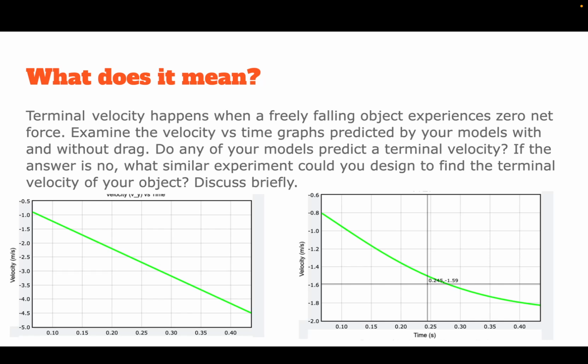What does it mean? So if you're asking about terminal velocity, when a free-falling object experiences zero net force, examine the velocity-time graphs predicted by your models with and without drag. Do any of your models predict a terminal velocity? If the answer is no, what similar experiments could you design to find terminal velocity? Discuss briefly.